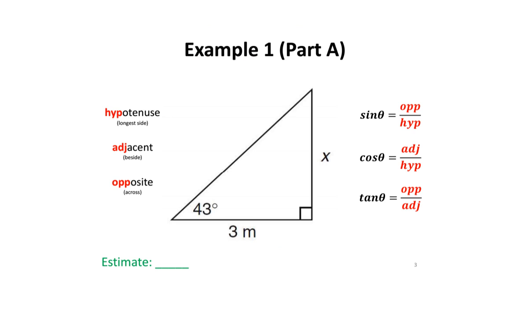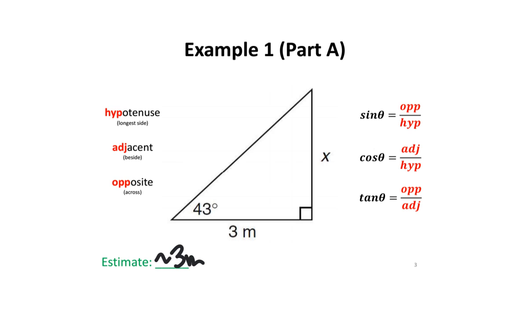In our first example, we have a right triangle. We are going to try and find x. In other words, we want to find the length of this side. Before doing any calculations, let's make an estimate. This side is 3 meters. This side looks similar, so it will probably be close to 3 meters. So I'm going to say it's going to be around 3 meters. That squiggle just means approximately.